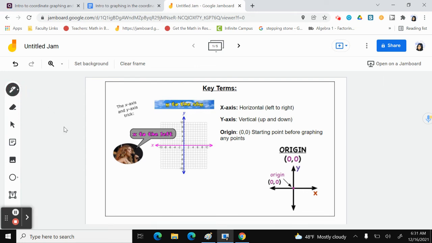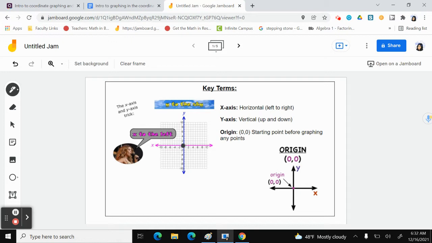Hey guys, so today we're going to start to get an introduction to coordinate graphing, and we're just going to start by going over some key terms that you would need to know in order to be successful in this lesson. So the x-axis is this pink axis that runs horizontally from left to right. The y-axis is the vertical axis that runs up and down. And the origin is this point right here in the center where the two axes cross.